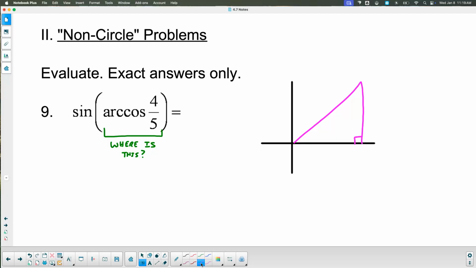Right? Cosine is what? Adjacent. So is that the horizontal or the vertical? It's going to be the horizontal. And cosine's adjacent over hypotenuse. So that one's going to be 5 here. Right?